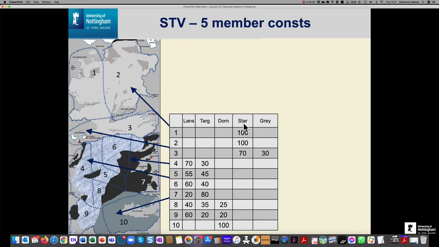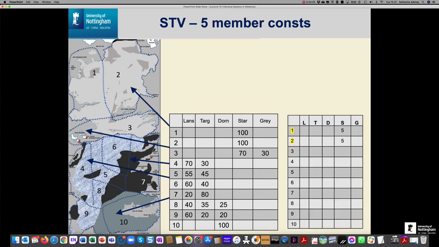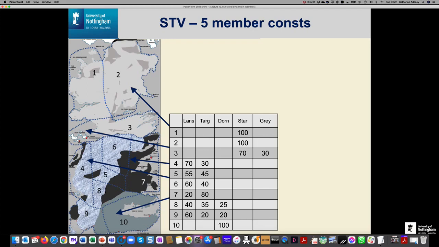So I've put here an abbreviated form of the ethnic breakdown of the constituencies. So you see there Lannisters 70% in constituency 4, Targaryens 30% in constituency 4. So in the first couple of seats we can see that the Starks are 100% of the population. And so Starks are going to secure all 5 of those seats in both constituencies. But what about constituency number 3? Who's going to win the seats there?